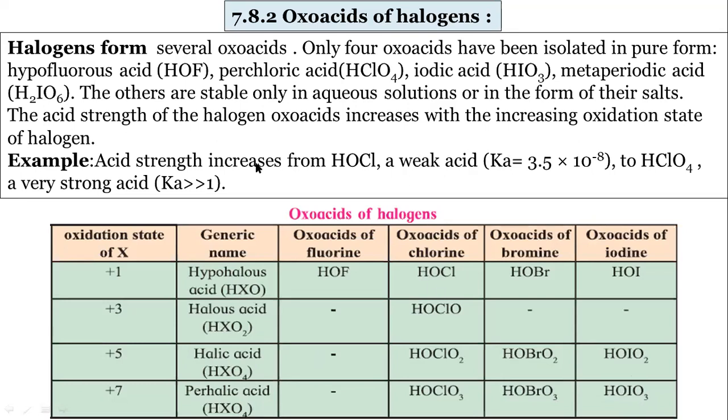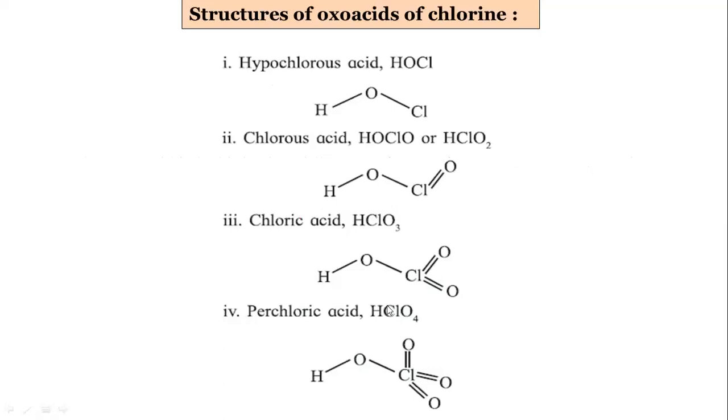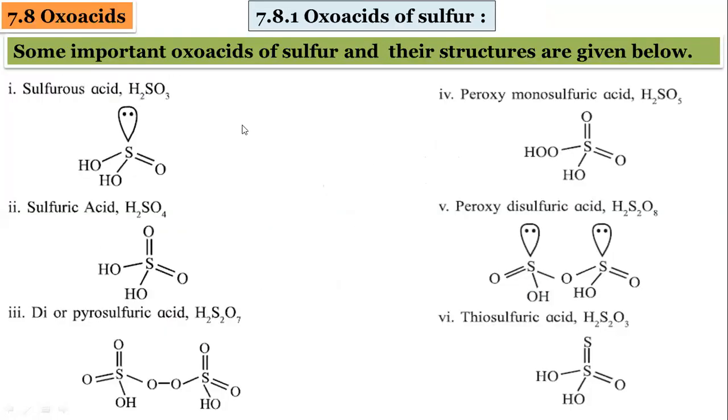So acid strength increases from HOCl to HClO4. HOCl is a weak acid, and HClO4 is a strong acid. So the structures are asked in the examination. Remember, on this topic the main important point is that structures are asked in the examination. Today I will send these structures again, corrected, because there are printing or typing mistakes, or the structures are wrongly drawn in this slide.